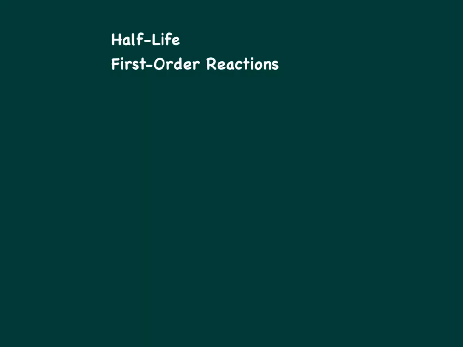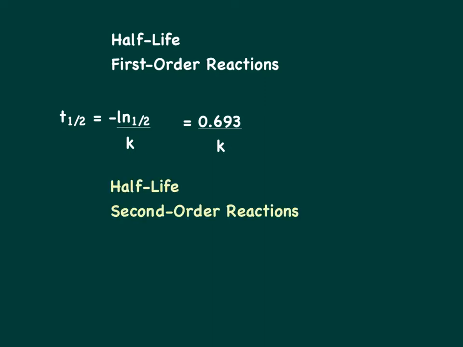By rearranging our integrated rate law for a first-order reaction, we can obtain the equation for determining the half-life of a first-order reactant, where half-life is equal to the negative natural log of 1/2 over k, which is equal to 0.693 over k. Rearranging our integrated rate law for a second-order reaction will give us this formula.